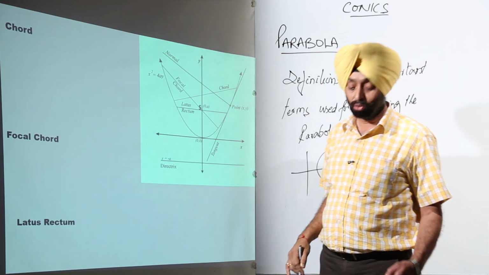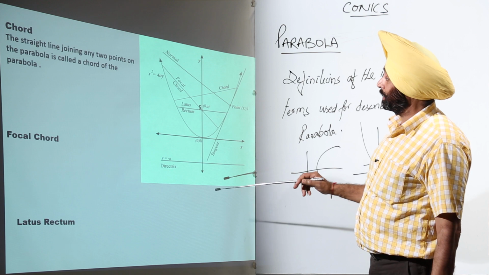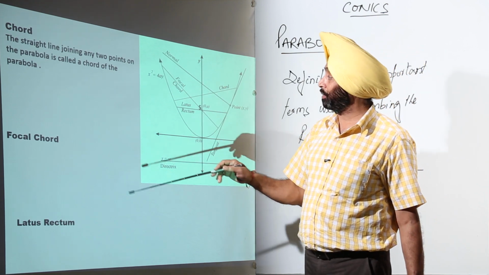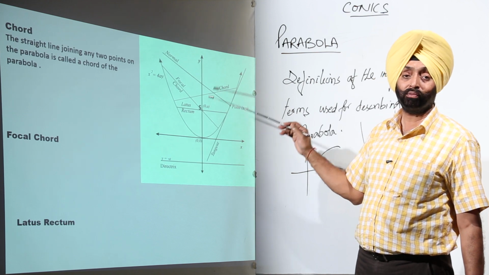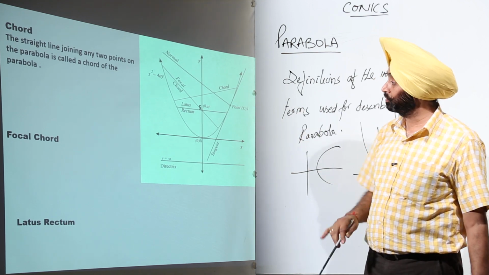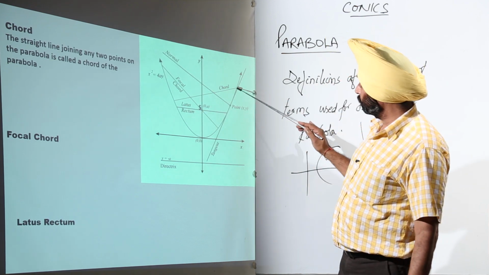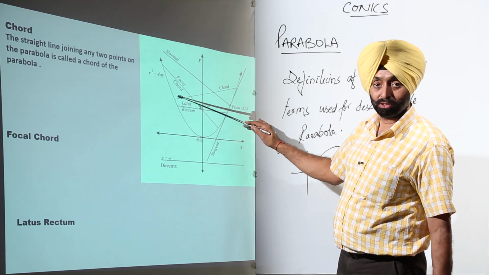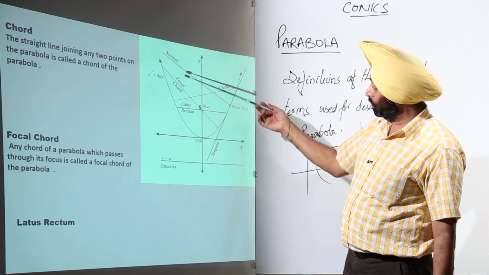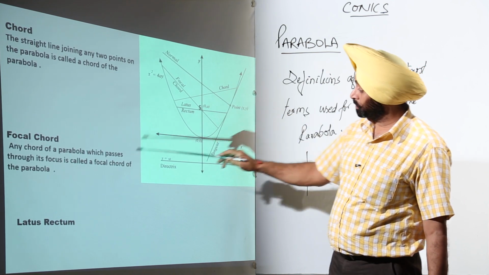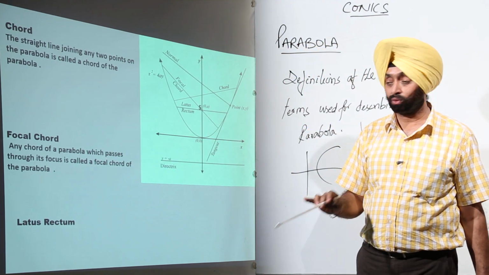So what is the chord now? A straight line joining any two points on the parabola is called a chord of the parabola. So we can have an infinite number of chords in the parabola. A straight line joining any two points on the parabola, from here to here, is a chord. Then we have the focal chord, which, as I told you, passes through the focus. Any chord of a parabola which passes through the focus is called a focal chord.